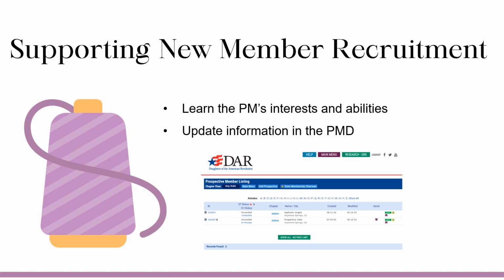It is designed to be a place to record information about the prospective member. This includes notes about her interests and engagement with the chapter. Make a note that she was invited to the next meeting, or a note that she is interested in cemetery restoration, or what her occupation is or was. This will be helpful as she tries to find her niche in DAR.